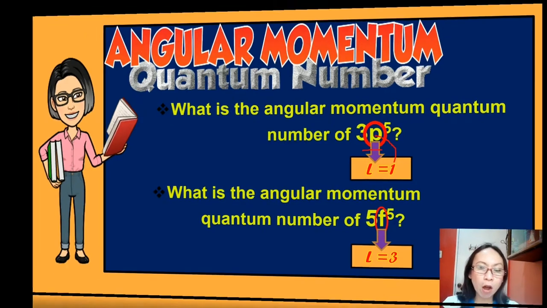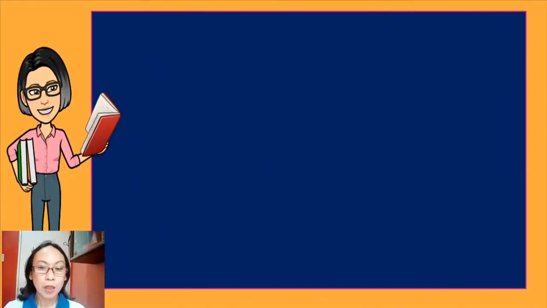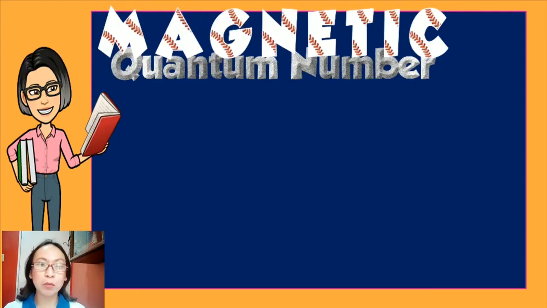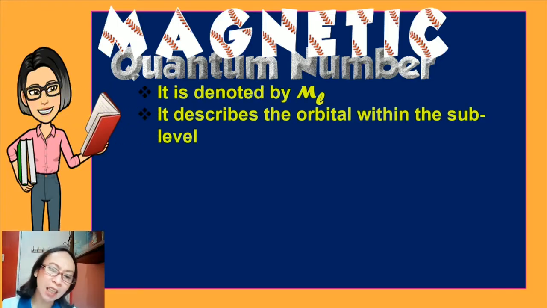Let's move on. So, let's move to the magnetic quantum number. We're done with the first two. So, let's go to the third one. Okay, when we say magnetic quantum number, it is denoted by M sub L, and it describes the orbital within the sublevel. Okay, so take note of that. It describes the orbital within the sublevel.